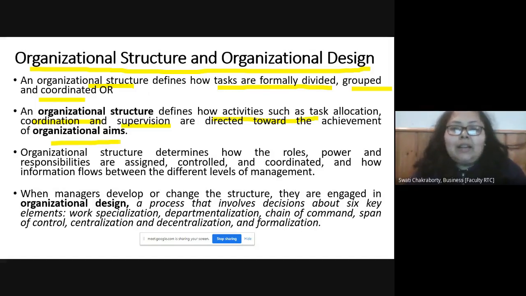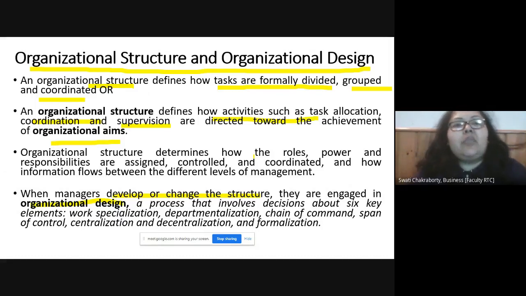Now, when there is a change in the existing structure, it's called organizational design. Mind you, there's a difference between organizational structure and design. Structure, we are talking of the framework based on which the work is done, based on which planning is done, implementation of work is done, based on which resource allocation has been done. But when there's a change in the existing structure, we say it's called organizational design.